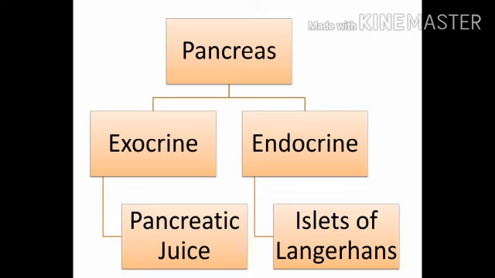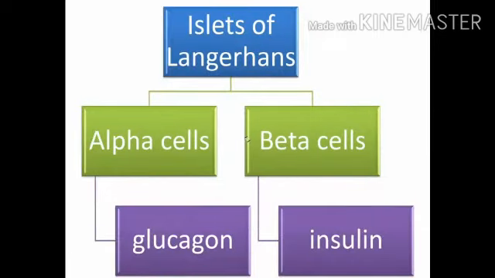Then the endocrine portion is made up of islets of Langerhans. These islets of Langerhans consist of two types of cells. They are alpha cells and beta cells. The alpha cells will secrete glucagon and the beta cells will secrete insulin. There is a small tip for remembering: alpha cells and glucagon both contain AA. If you need, you can use it.